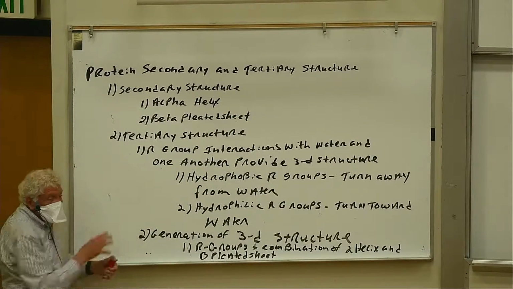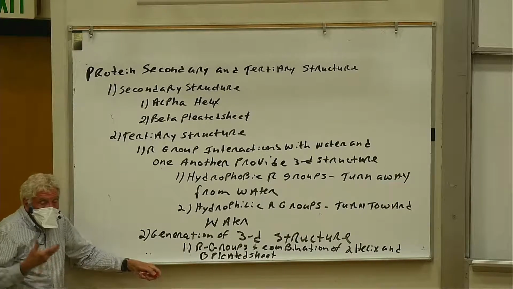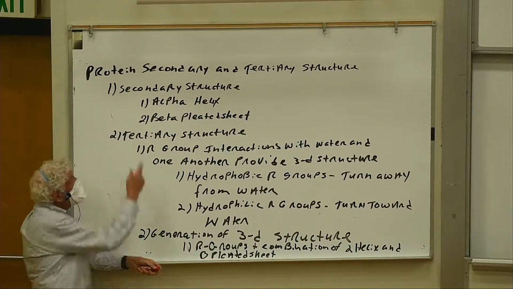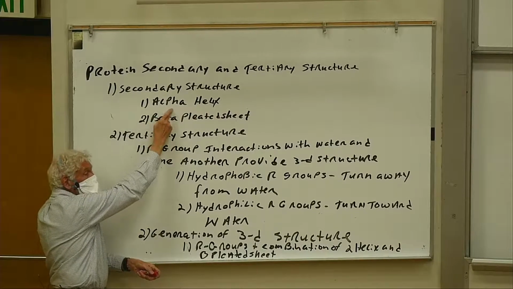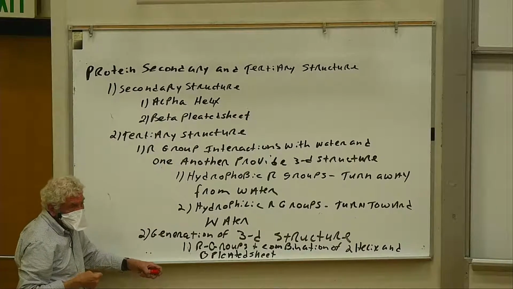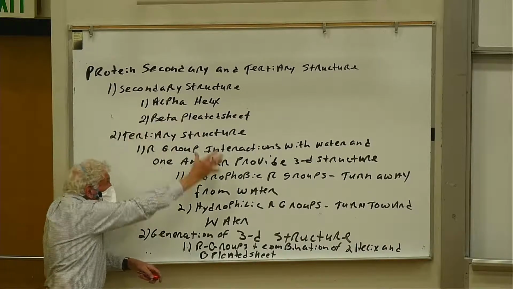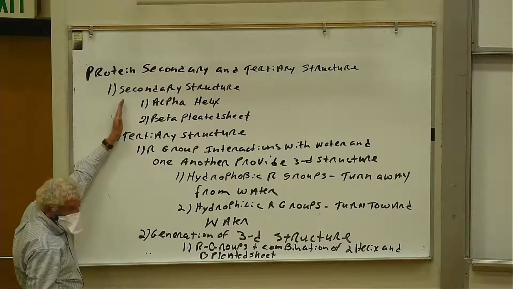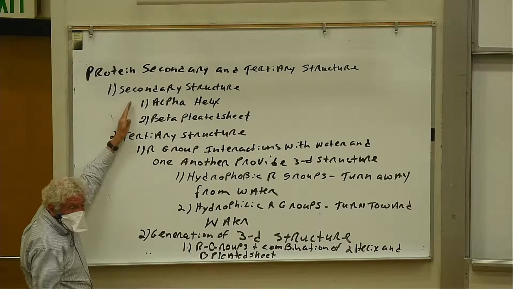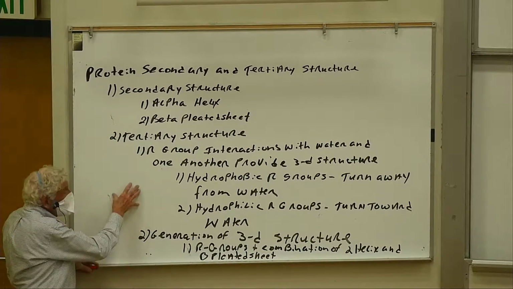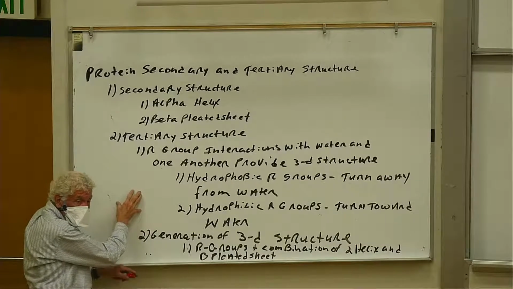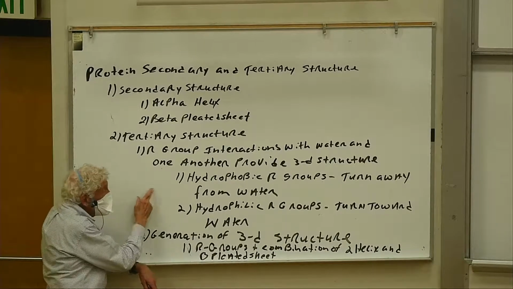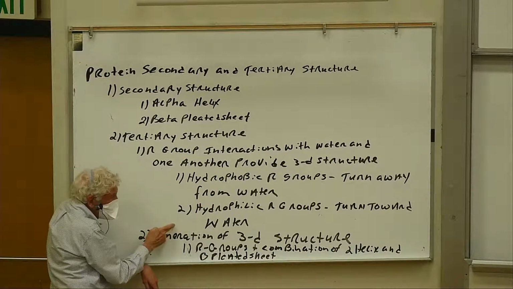Then we'll begin talking about the tertiary structure of the protein, the three-dimensional structure of the protein. And it's certainly true that a part of this three-dimensional shape derives from a combination of alpha helical structure and beta pleated sheet structure. But more important in the tertiary structure of the protein are the R groups. We can describe secondary structure without invoking the R groups at all. But when we get to tertiary structure, now we have to begin thinking about those R groups and the amino acids, and whether or not they're hydrophobic or hydrophilic.